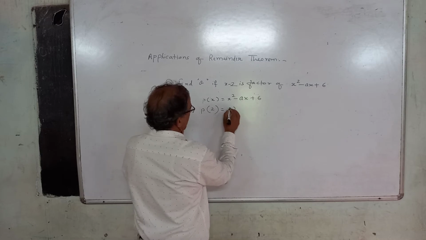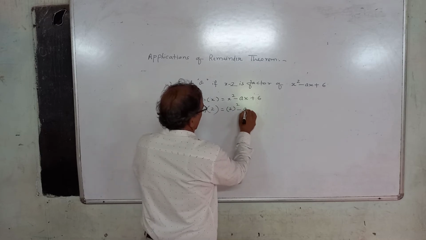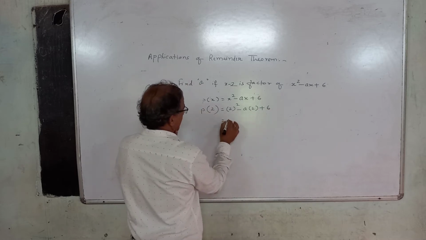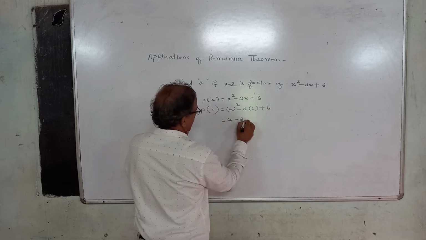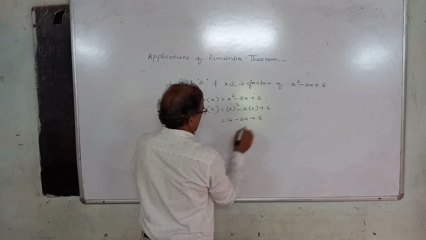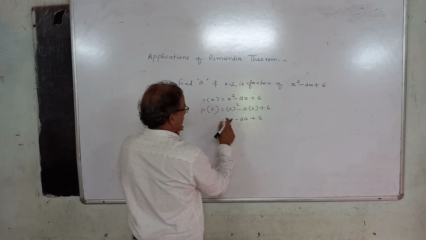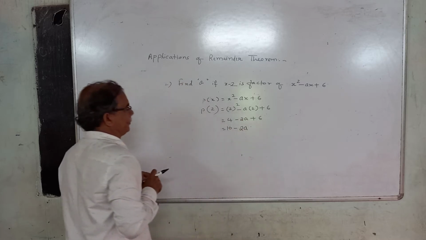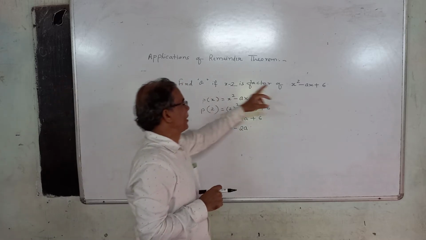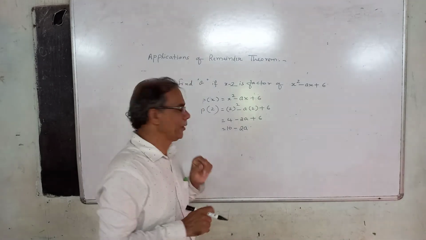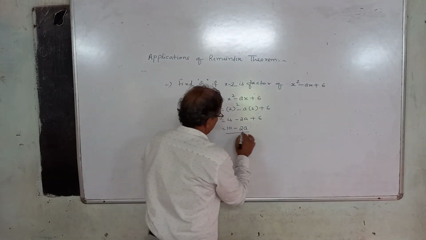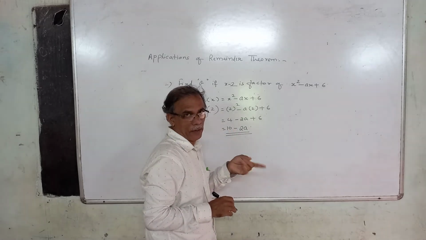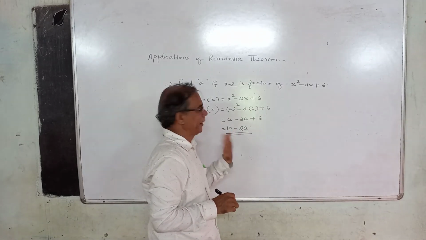So that is 2 square minus a into 2 plus 6. That is 4 minus 2a plus 6. So 6 plus 4, that is 10 minus 2a. Now if x minus 2 is a factor, the remainder must be 0, but we get the remainder 10 minus 2a. So this 10 minus 2a should be equal to 0. From that equation, we can get the value of a.